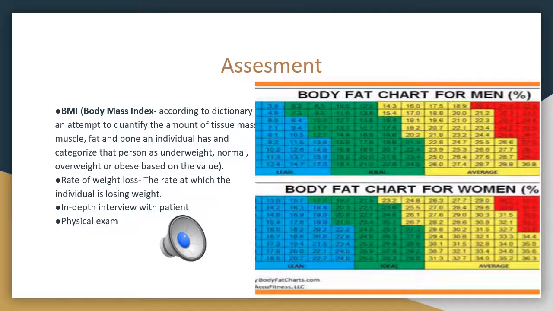So you also have to look at the ages for the BMI chart when you're looking to diagnose anorexia, because anorexia can affect people in adulthood, but mostly we're looking at adolescents. And there are other things that professionals need to do to assess anorexia nervosa, and this can include getting an in-depth interview with the patient, as well as a physical exam to look at the nature and the severity of the disorder.